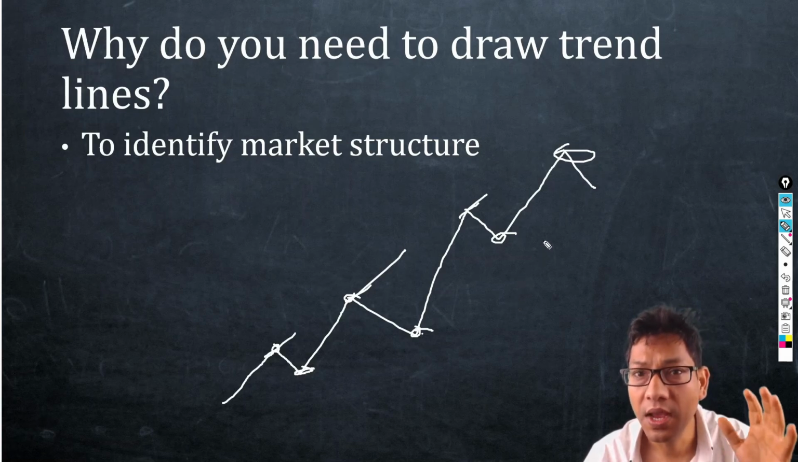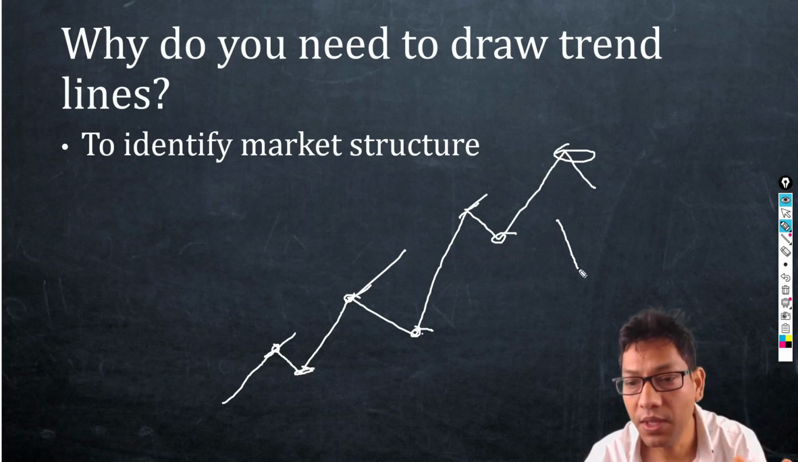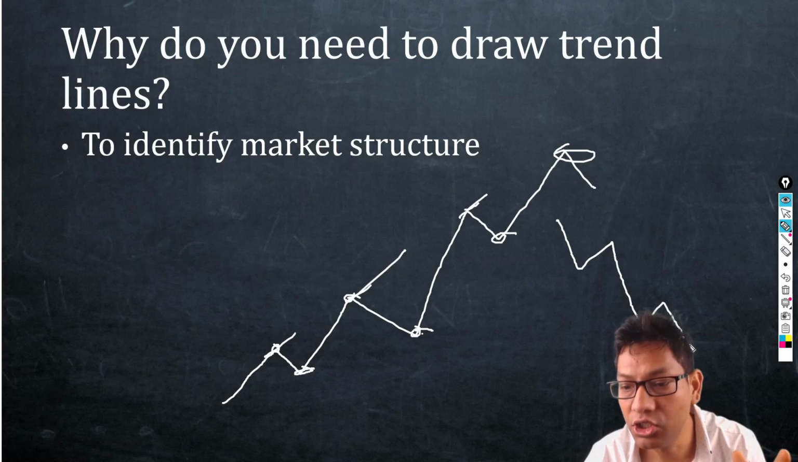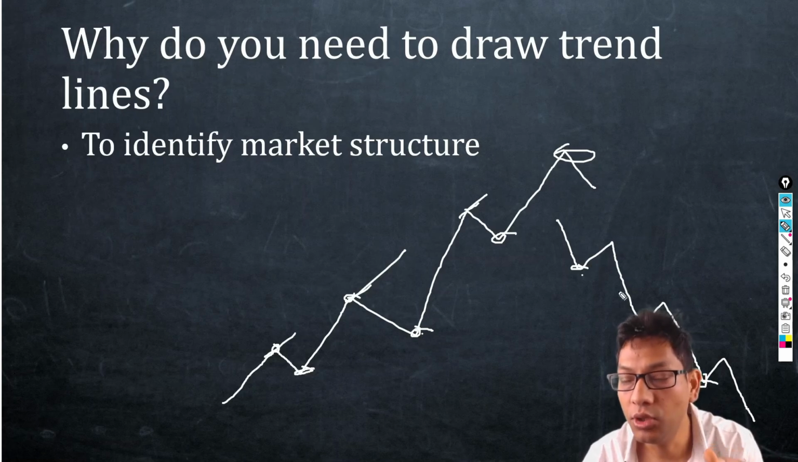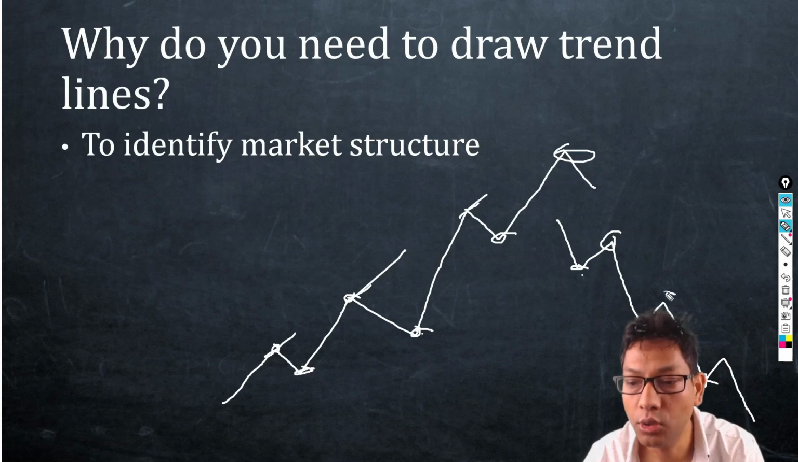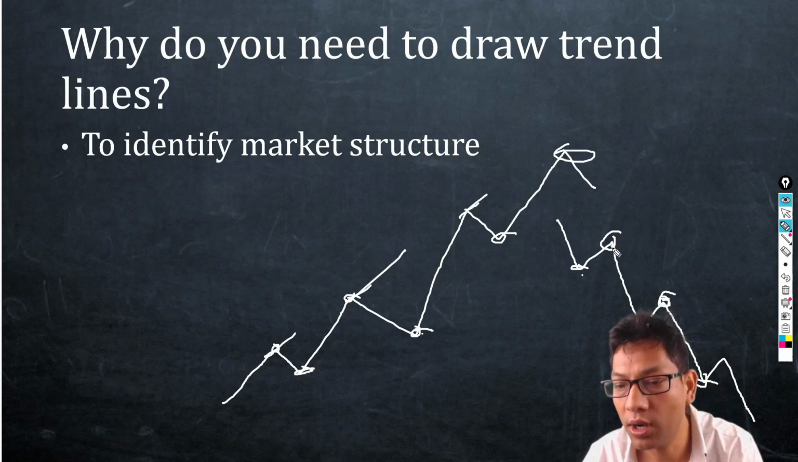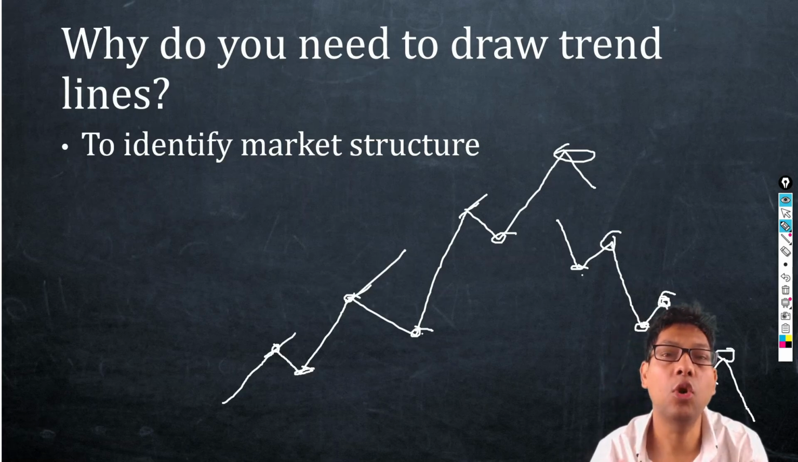Now in the case of a downtrend, you find the same. The market is creating a series of lower highs and lower lows. If you see, this low is lower than this, and this one is lower than this. So it is creating a series of lower highs and lower lows. Say for example, this high is lower than this high, which is lower than this. So that is called market structure.